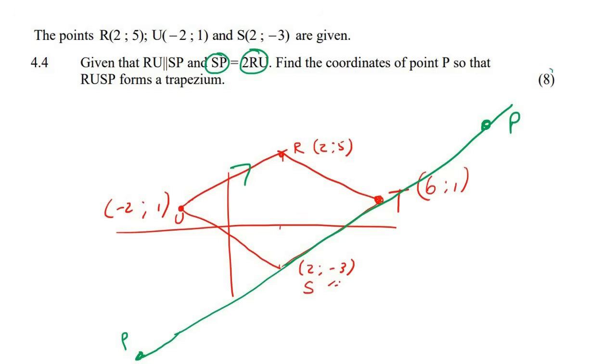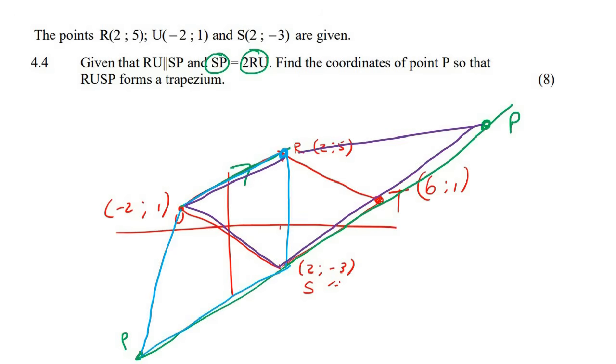Now, I don't know why it's 8 marks. There is a really easy way to get the answers, but I'm not going to go through that because it's for 8 marks, and we obviously have to show our working out. Oh, and they say, find the coordinate of P such that RUSP is a trapezium. Or with the other one, it could be RUSP. So those are the 2 different trapeziums you could make.